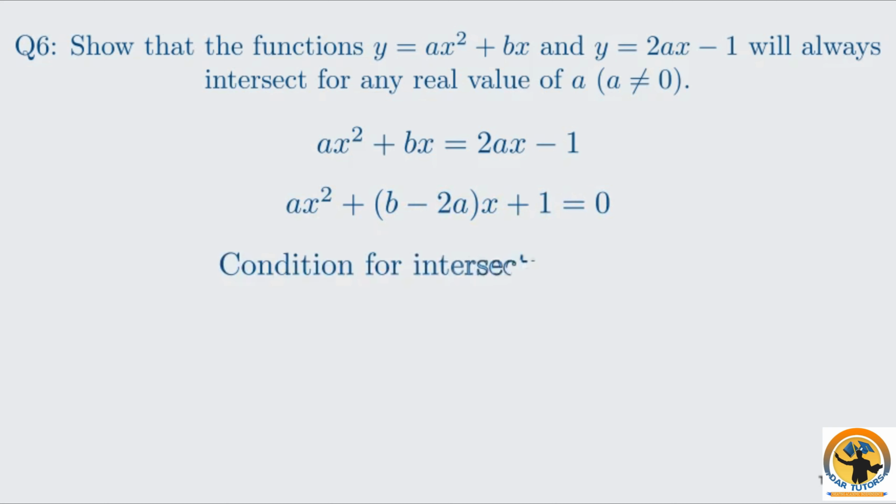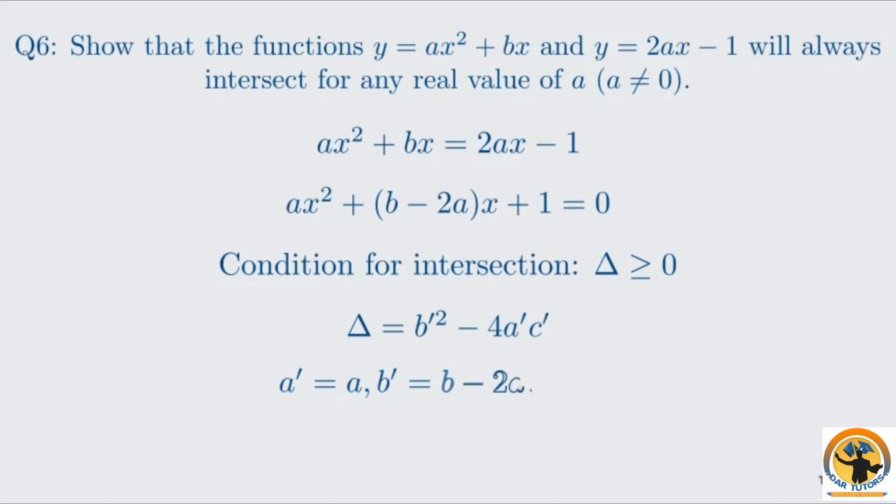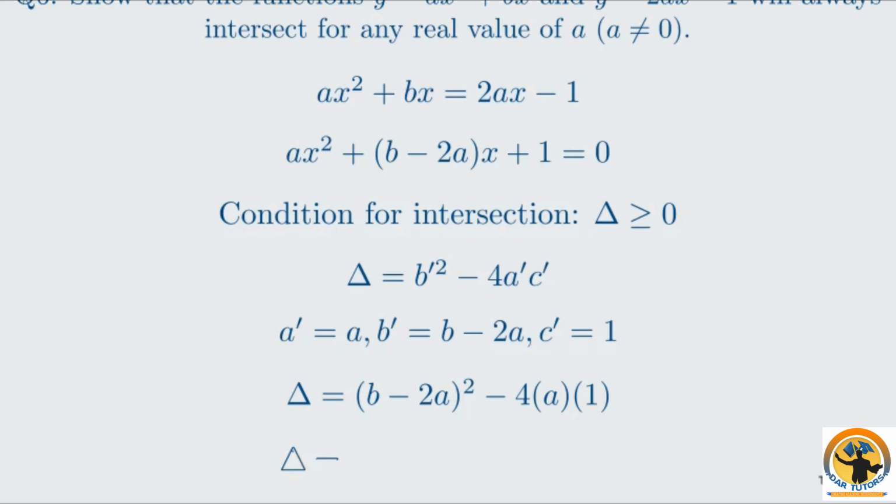We need to check that b prime squared minus 4a prime c prime is greater than or equal to 0, where a prime is 1, b prime is b minus 2a, and c prime is 1. Substituting these values, the discriminant is the quantity b minus 2a squared minus 4 times 1. Expanding this, we get b squared minus 4ab plus 4a squared minus 4. It's important to simplify this correctly.